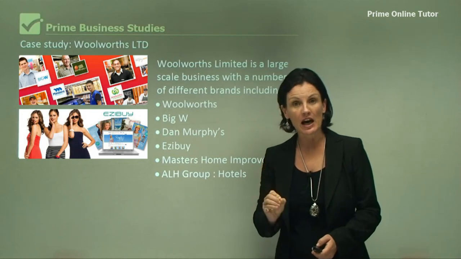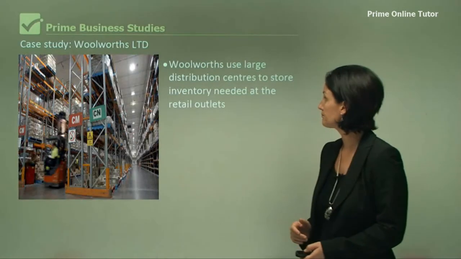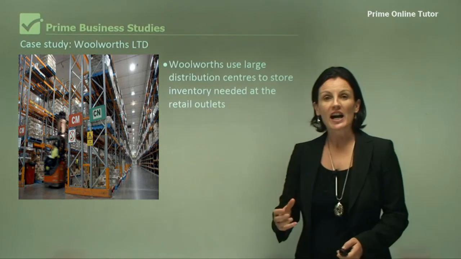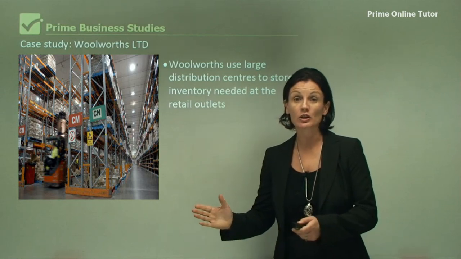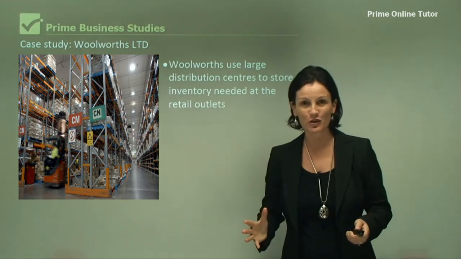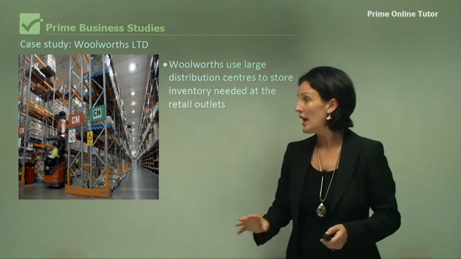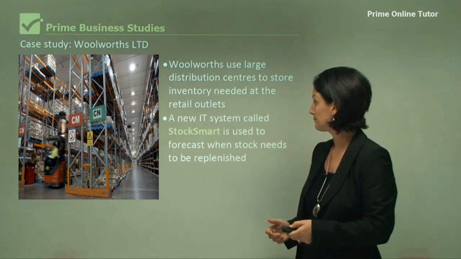They are a large-scale organisation. How do they use technology? They use large distribution centres. In these large distribution centres, which are located out in the west of Sydney, they have all of their inventory for all of those different businesses. It's very cheap land, and so they're able to cut costs that way.